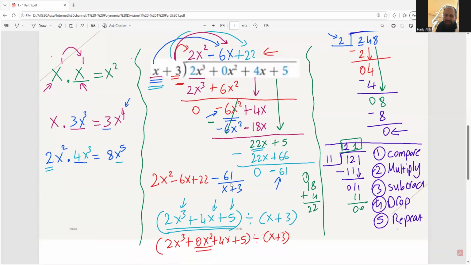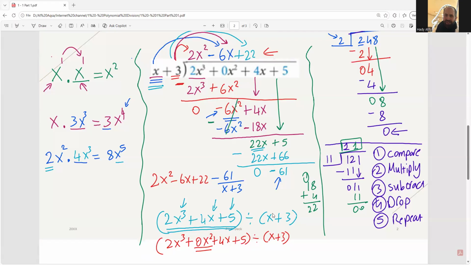And if one of the monomials is missing, in this question, as you can see, is 2x to the power 3 plus 0x squared plus 4x plus 5. The x squared actually is missing because the numerical factor in this case is 0. But if you're going to solve the question, you have to put the x squared with numerical factor 0 as well. If you don't do that, there will be a mistake in solving the question.